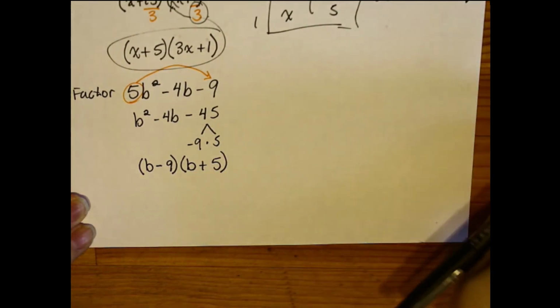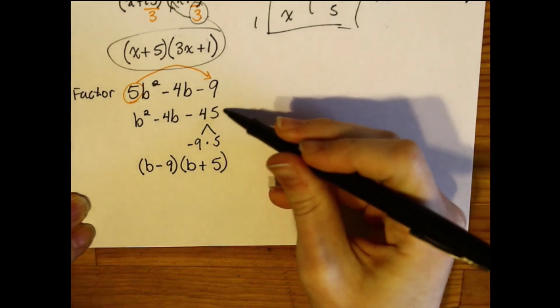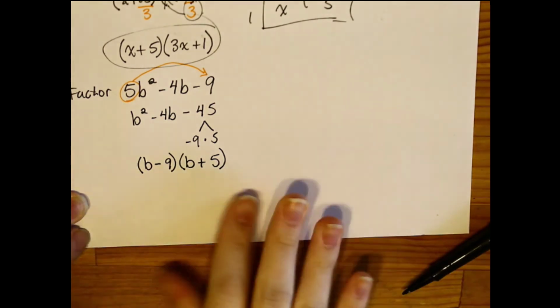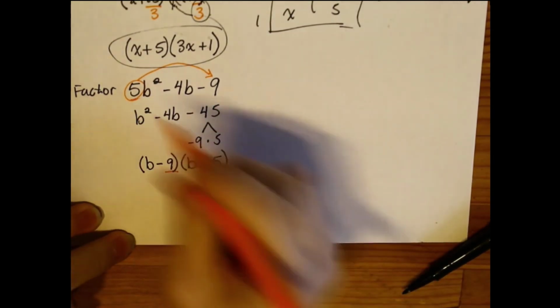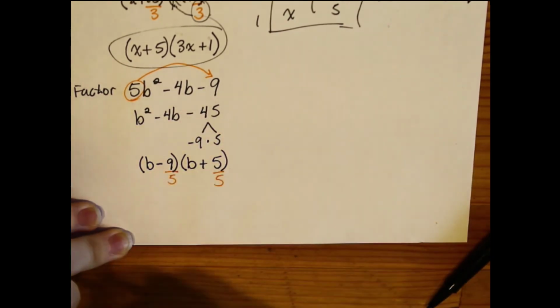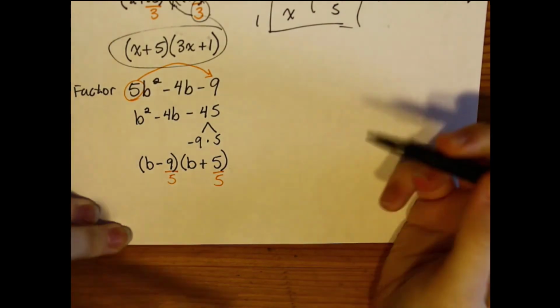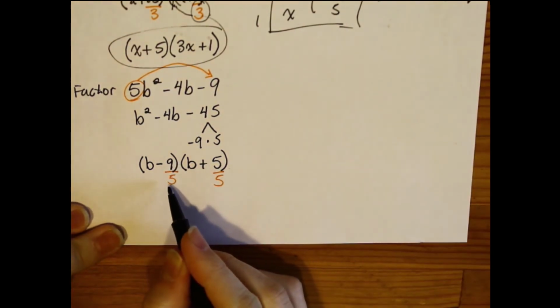Okay, and am I done? No, because if I multiply these together, I get this, but I actually need to get this. So I need to divide back out by my a. In this case, it was 5. So divide by 5, divide by 5. Okay. So now, if they divide out to an integer, I'm going to change it to an integer.